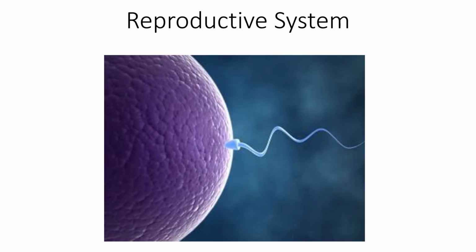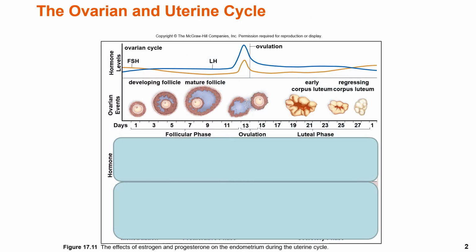This is the continuation and the remainder of our reproductive system lecture. We're going to start this recorded lecture with the ovarian and the uterine cycle. So every month, there are hormones that are released by the pituitary gland in the brain. That would be your follicle stimulating hormone and the luteinizing hormone.